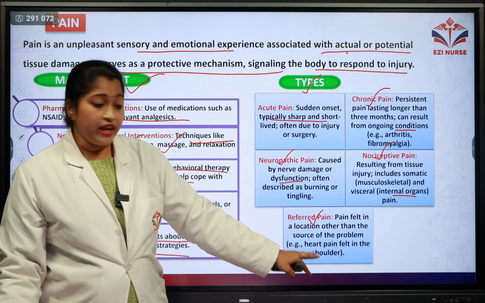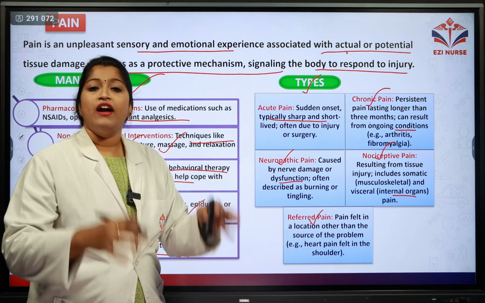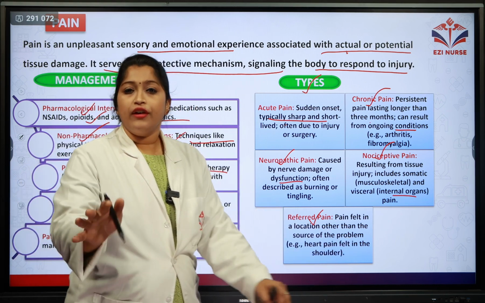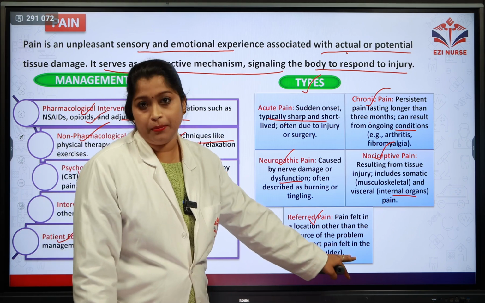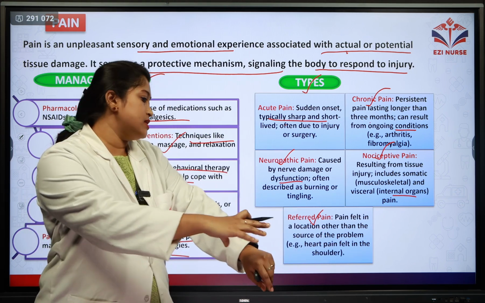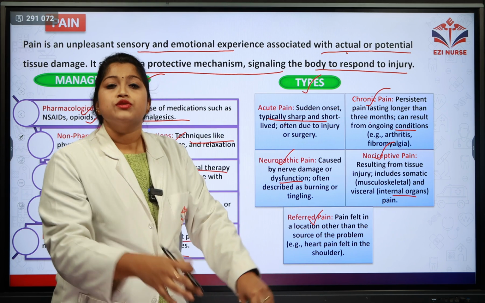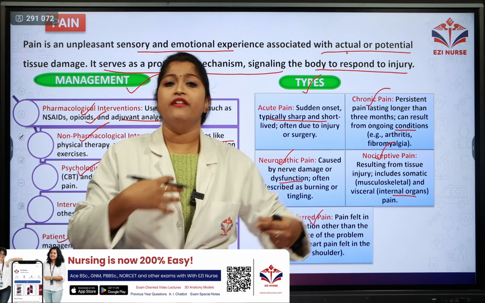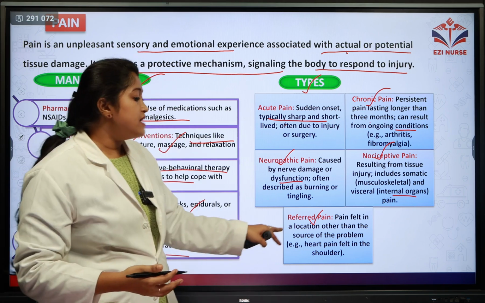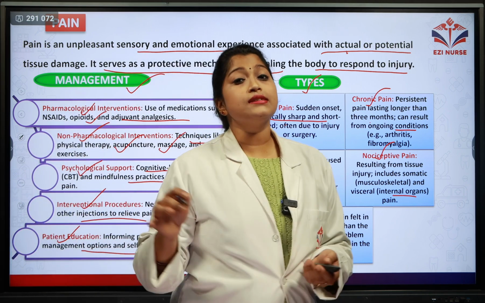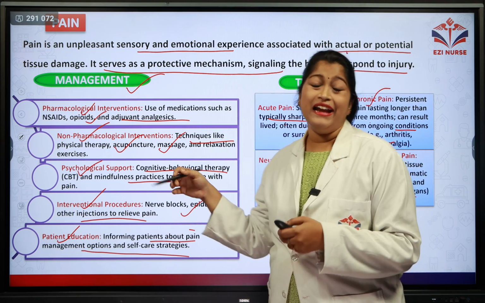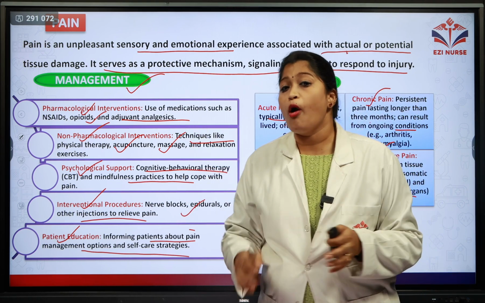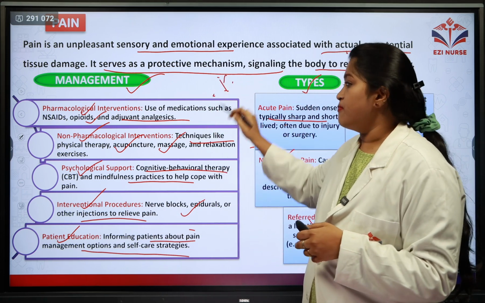The pain is usually felt in a location other than the source of the problem, where there is no injury. For example, if they are having heart pain, it is usually felt towards the left shoulder. So basically the pain is in the heart, but you're feeling that pain in other parts. So that's called referred pain. So these are the different types of pain. What is the definition, management and types? It's a very important question for a 5 marker.